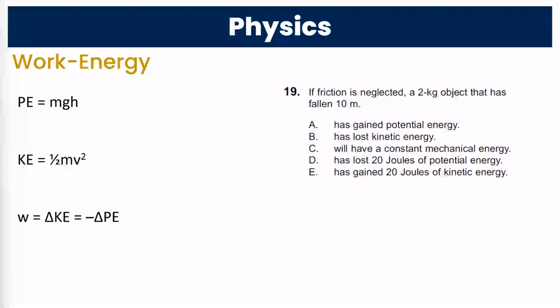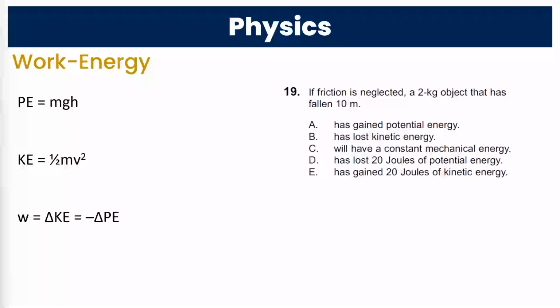Work is not just Fd cosine theta. In fact, more often than not, you're not going to calculate work using Fd cosine theta. You're probably going to calculate work from a change in kinetic energy or a negative change in potential energy. So keep that in mind. Work is probably better remembered as being delta KE or negative delta PE than it is force times distance.